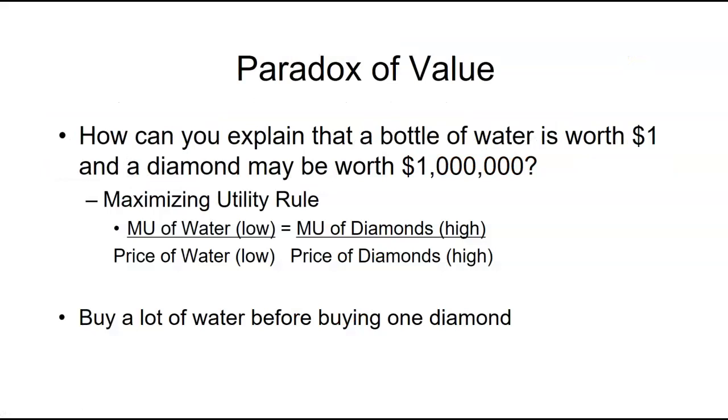Now we have this thing called the paradox of value. So how can you explain that a bottle of water, which is life-giving, is worth $1 and a dime would be worth $1 million? And this is something that Adam Smith debated called the paradox of value. It doesn't make any sense.